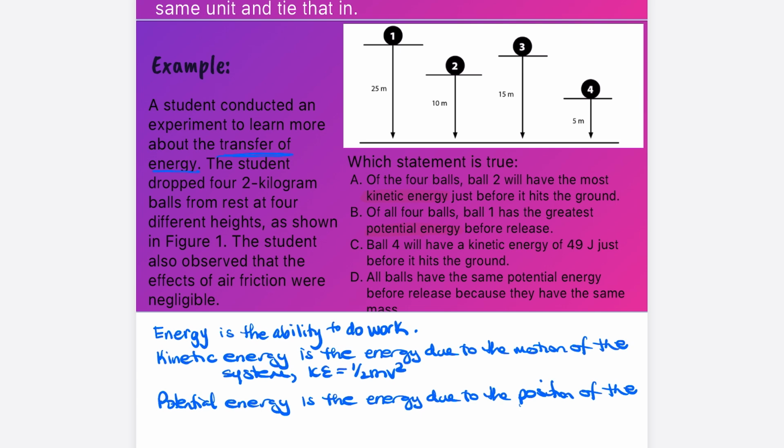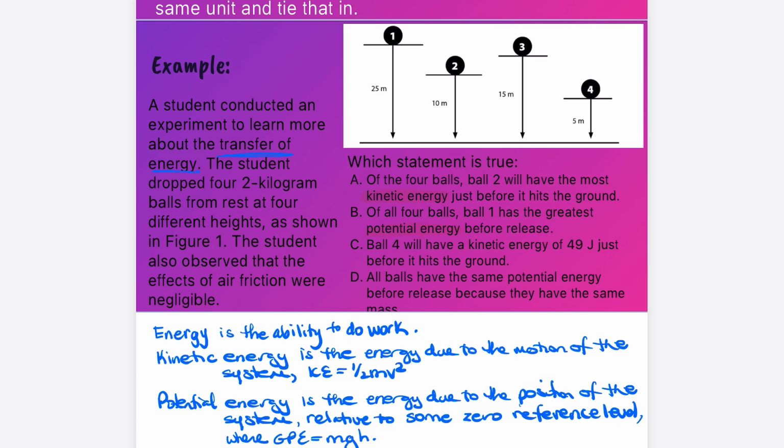Potential energy is the energy due to the position of the ball, of the system, relative to some zero reference level, where GPE equals mgh. So I define that, and I put the equation. You don't have to put the equation, but you can if it's helpful. So then you could put that together.